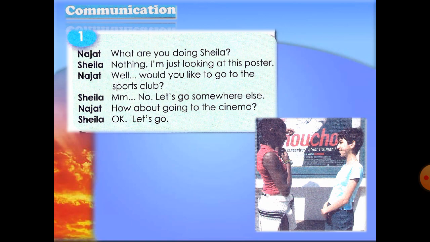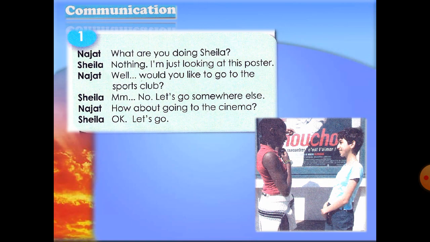Najat, what are you doing, Sheila? We'll come back to this question, please remember it. Sheila, nothing. I'm just looking at this poster. Najat, well, would you like to go to the sports club? Sheila, no. Let's go somewhere else. Najat, how about going to the cinema? Sheila, okay, let's go. Okay, in this short dialogue, it's really nice.